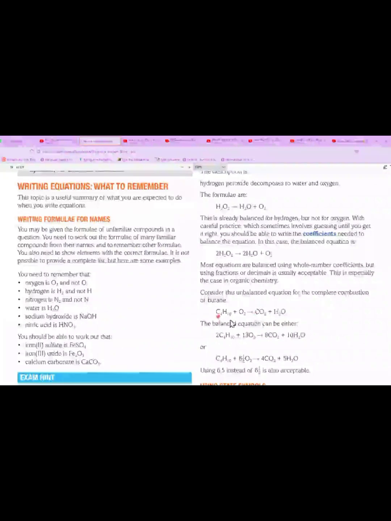Next thing is using state symbols. Here comes the solid. Solid is obviously represented by S. Liquid is L. Why are we going to use this L? This is referring to the liquid. When a compound or a solute is available in liquid form, we will use the symbol L, just like water. Now when it comes to the gas, it's G.